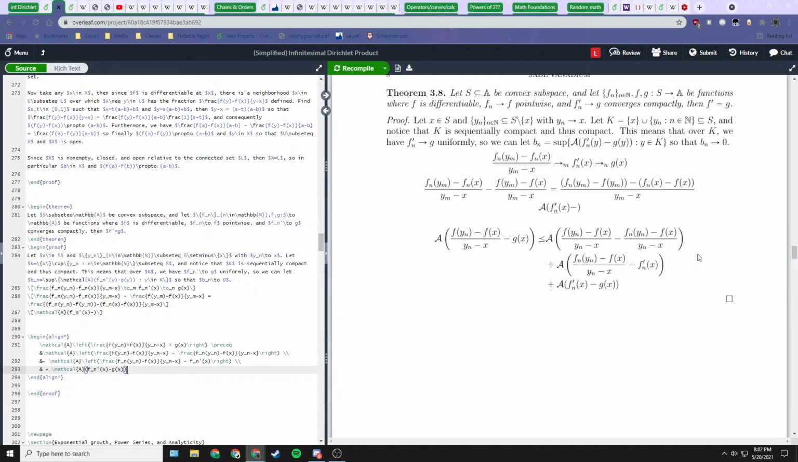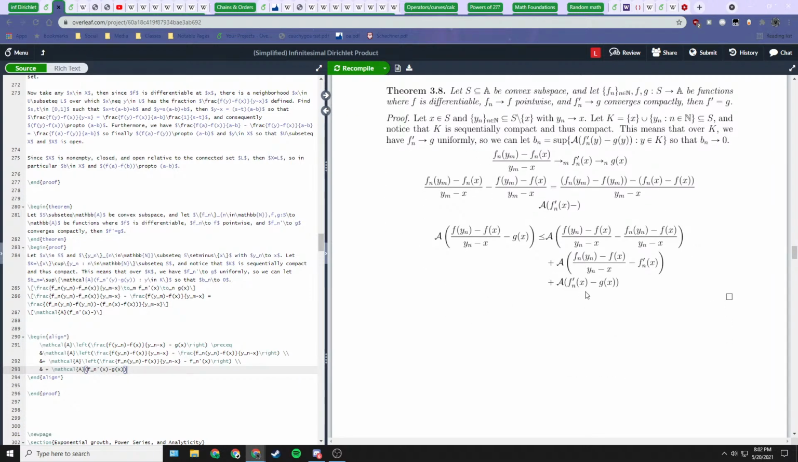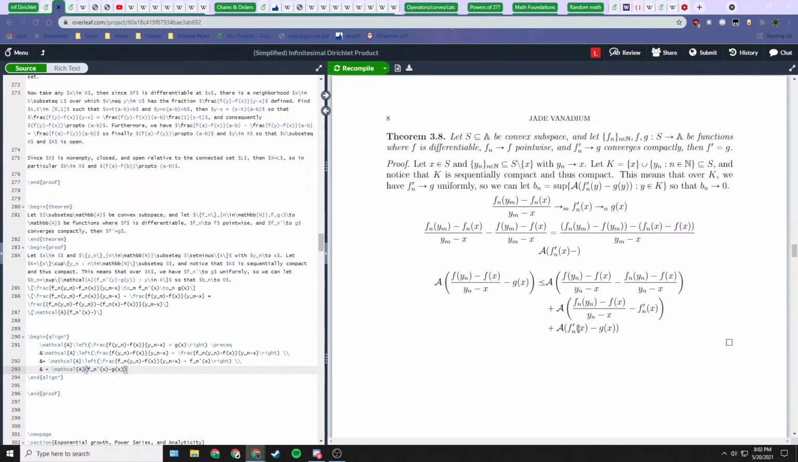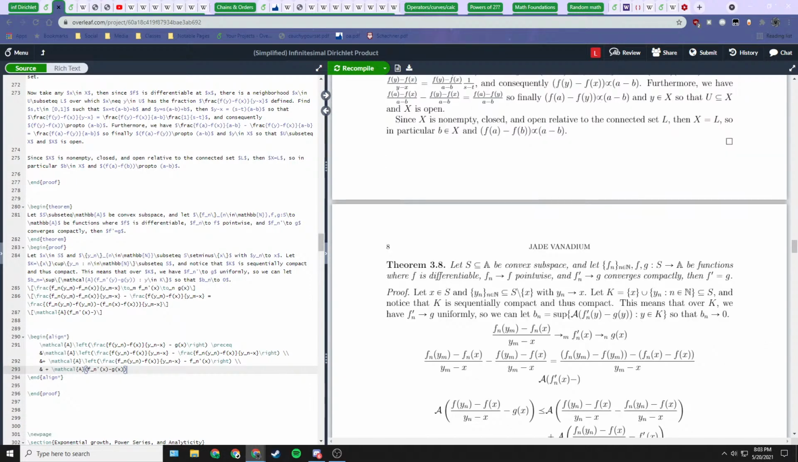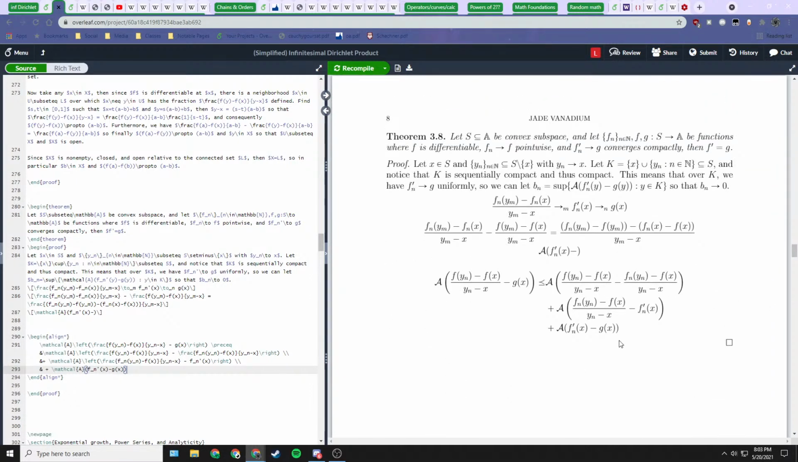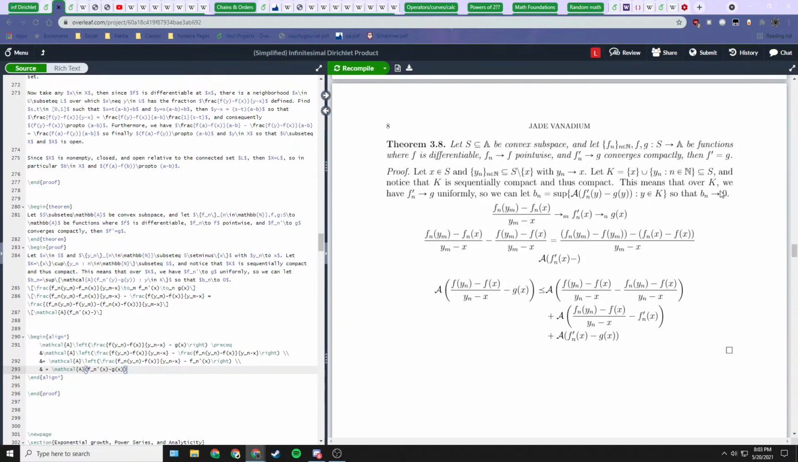So we know fn prime of x minus g of x is going to 0 as n goes to infinity. We know that fn, this whole thing, goes to 0. And then all we need to show is that this goes to 0. So this would be, okay, so, yeah, so we have this, blah, blah, blah.